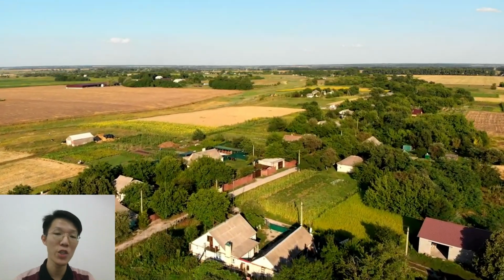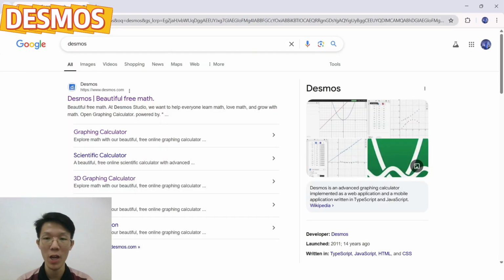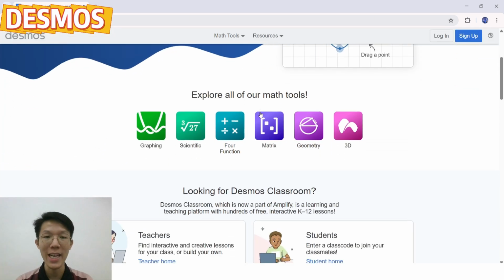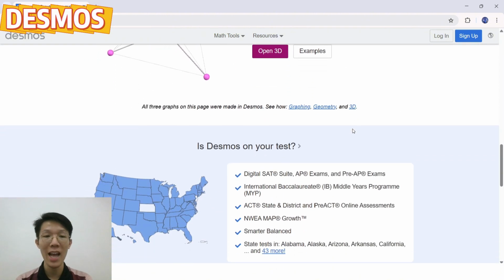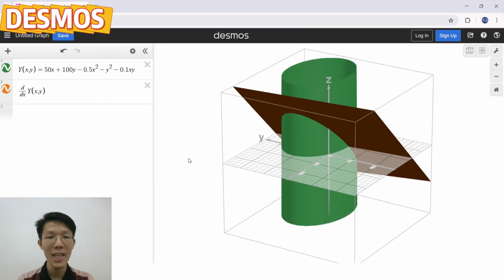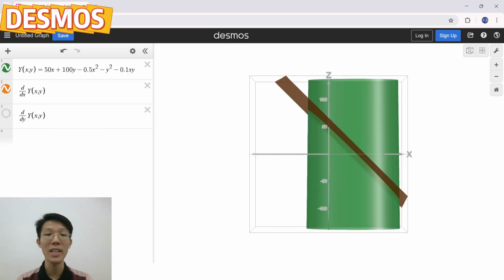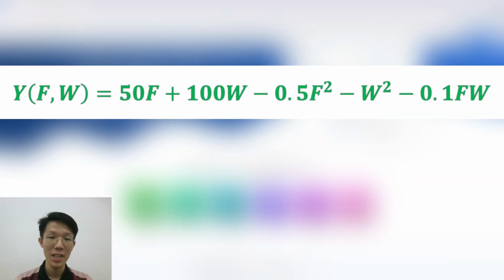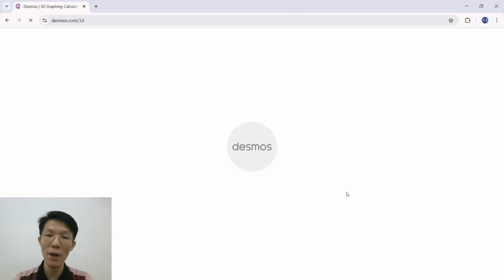So now, let's visualize the yield function. I recommend using the online software Desmos to draw this multivariable function. Desmos is a free online graphing calculator and math-based tool that is used in education settings to help students understand geometry and graphing concepts. It offers interactive features, visualization tools, and personalization options, making it a valuable resource for learning and teaching math. As it is a multivariable function and we need to find its optimal point, we choose the 3D graphing calculator.